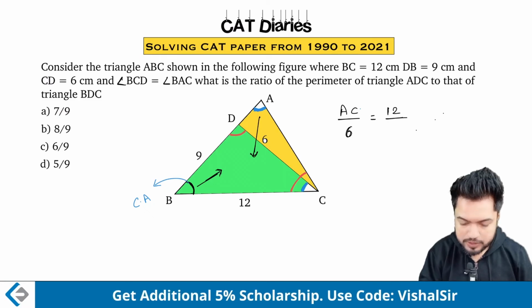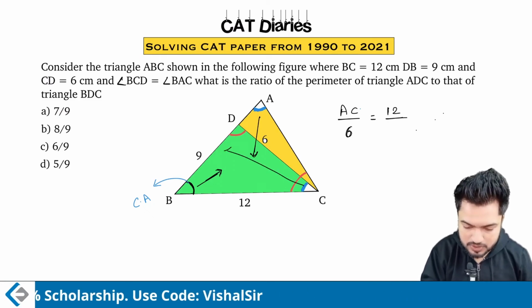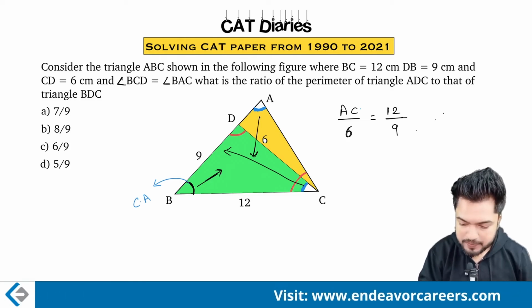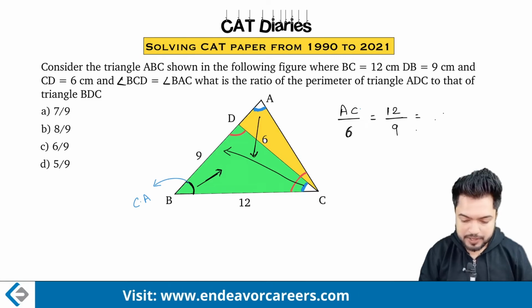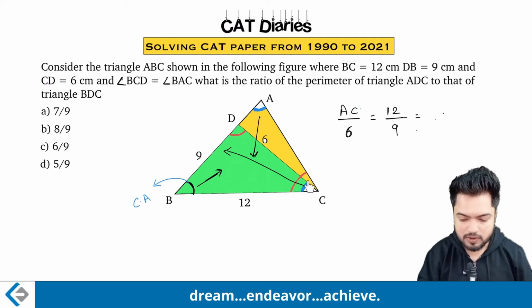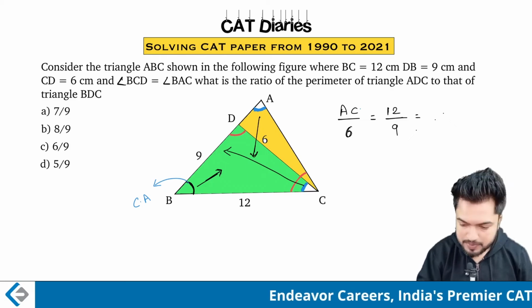What is opposite to blue in the small one? That is 9. So I'll write this as 9. Now the only thing remaining is the red. What is opposite to the red one? Check this one. Opposite to the red one in the bigger triangle, we are always looking at the bigger triangle first, is this, which is AB. So let's write this as AB.